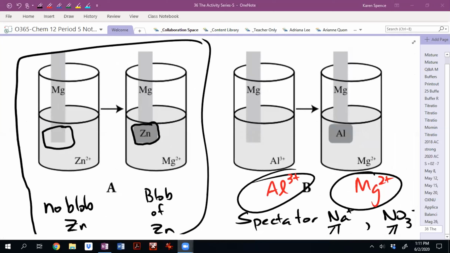What's a second piece of evidence that a reaction has taken place? Yeah, we now have magnesium solution. We used to have zinc, and now we have magnesium. Okay, good stuff.